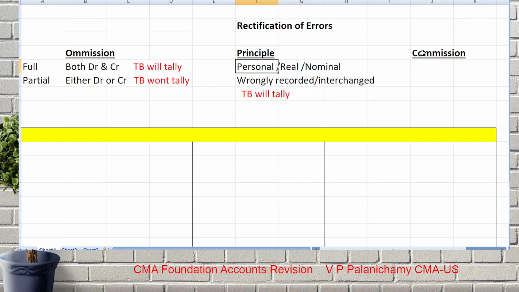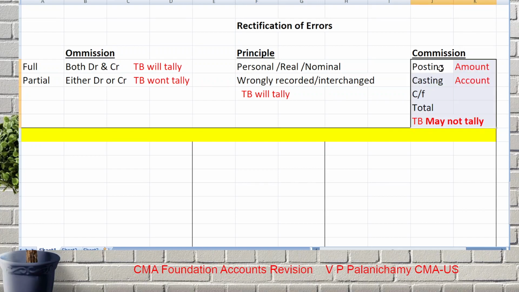What is the next error? Any other error. We call it as clerical errors. That is called as errors of commission. It may be errors in posting, errors in totaling, errors in carry forwarding, or error entering a wrong amount in the wrong account or wrong side of the account. அந்த மாதிரி இருந்தா that is called as what? Errors of commission. That is otherwise called as clerical errors ன்னு சொல்லுவாங்க. Trial balance may not tally.